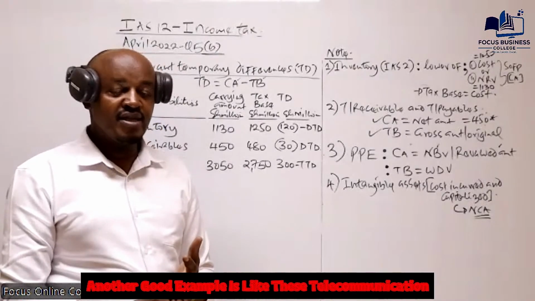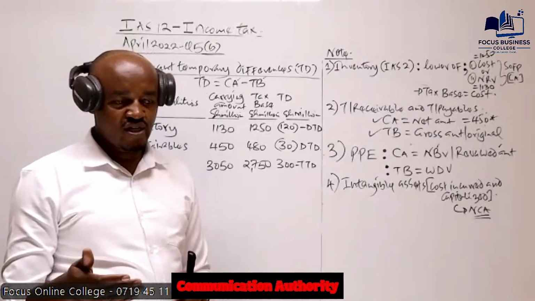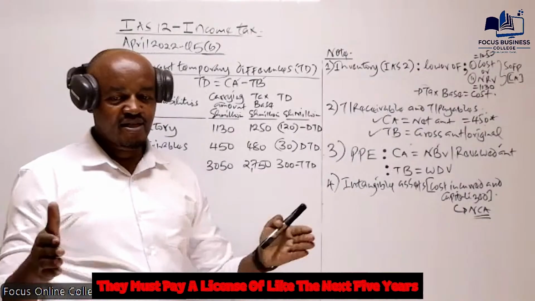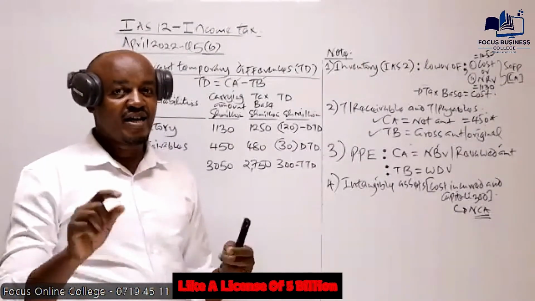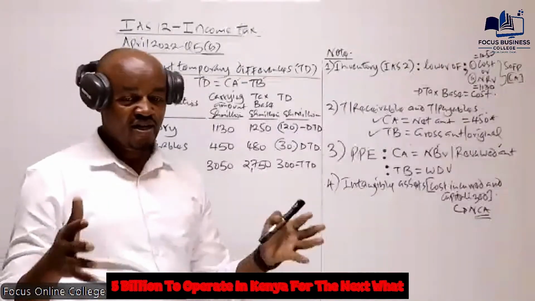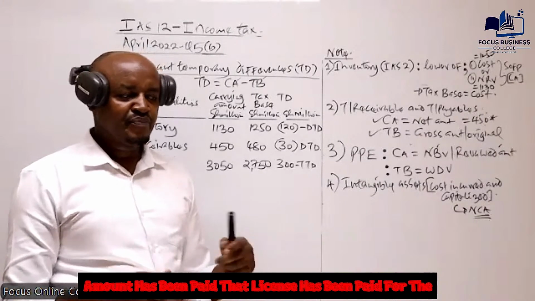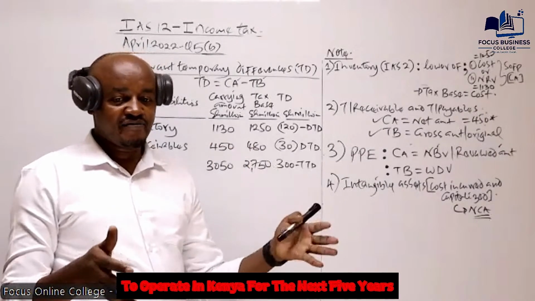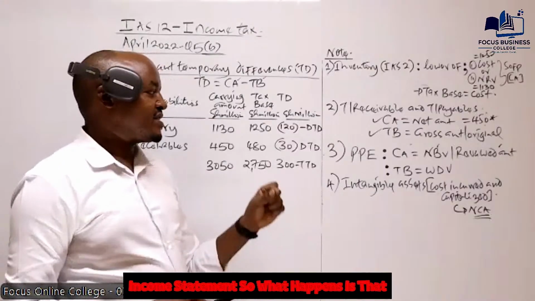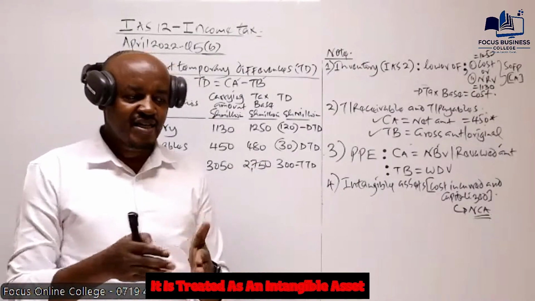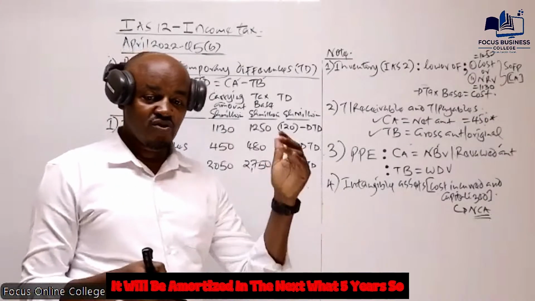Another good example is these telecommunication companies, like Safaricom, like Airtel. Usually they are required by the communication authority to be allowed to operate in Kenya. They must pay a license for the next 5 years. So you may hear a company like Safaricom being required to pay the government a license of 5 billion to operate in Kenya for the next 5 years. It is obvious that once that license has been paid, which will enable the company to operate in Kenya for the next 5 years, that company cannot treat that as an expense in the income statement. So what happens is that that cost is capitalized. It is treated as an intangible asset, and then it will be amortized. To amortize is to gradually write off. It will be amortized over the next 5 years.